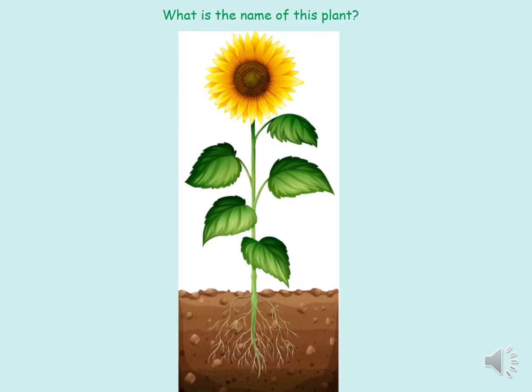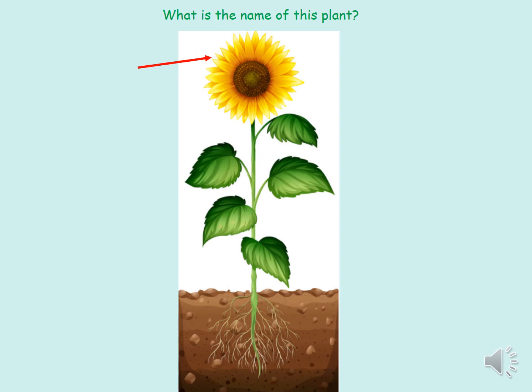So today we're going to be looking at plants. Look at the picture on your screen. Can you tell me the name of this plant? If you said that this is a sunflower, you were absolutely right. This plant is called a sunflower. Now, let's look at the different features, the different parts that plants have.